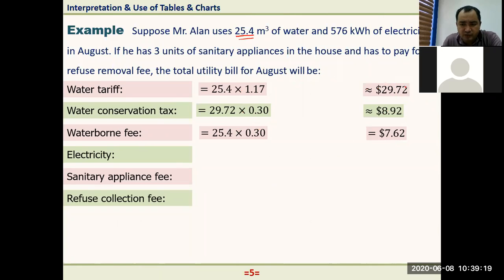This is how much we use. For the use of water, we are paying tax. And also this one is waterborne fee. Okay, that is all for water, all these expenses for the use of water.